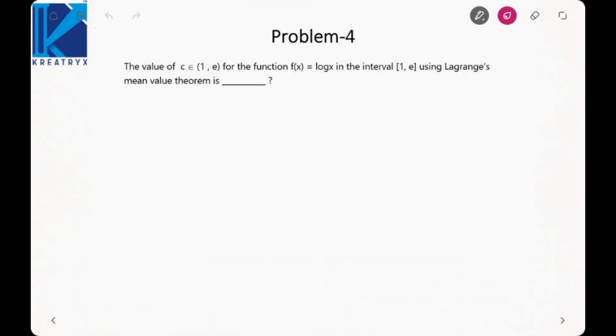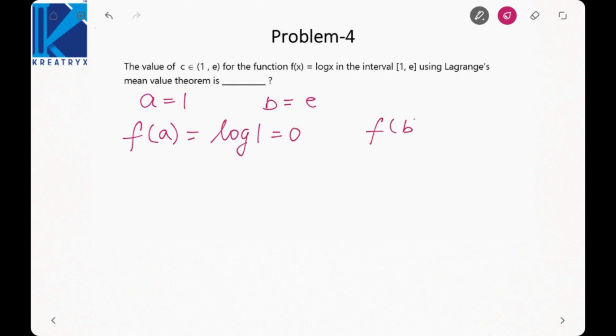Moving forward, next it is asking me the value of c for which the function fx is equal to log x in the interval 1 to e. Now the lower limit is 1, upper limit is e. What is the function value at a? Log of 1 will be 0. What is the function value of b? Log of e, which will be equal to 1.